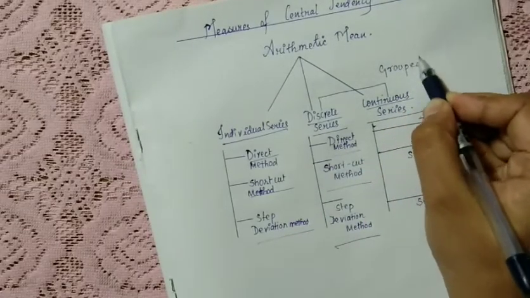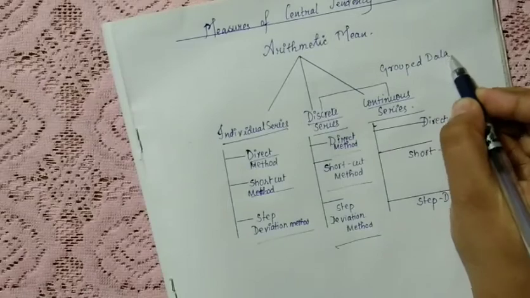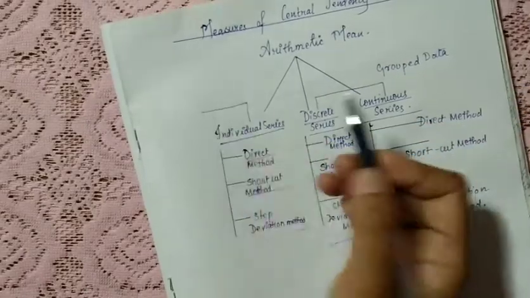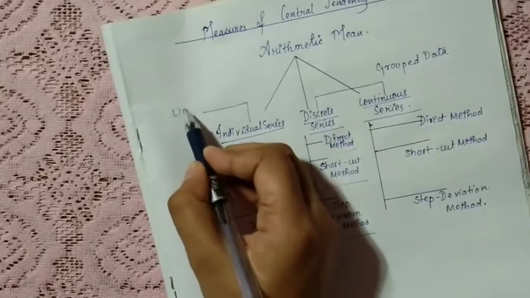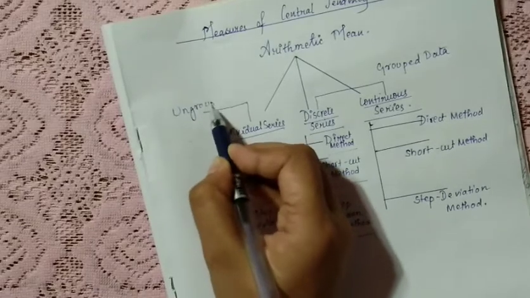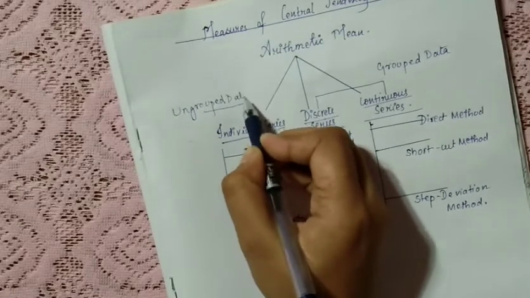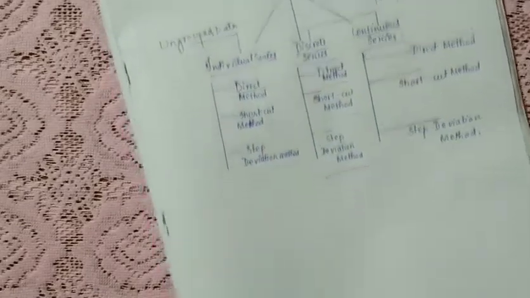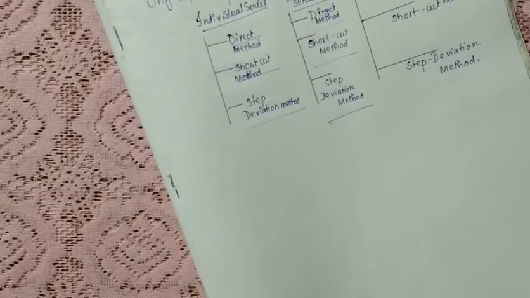Two of these series are grouped data. The data which is provided in these two series is grouped, and the data which is provided in individual series is ungrouped. So what is the difference between grouped and ungrouped? Let's understand. I'll give you an example.